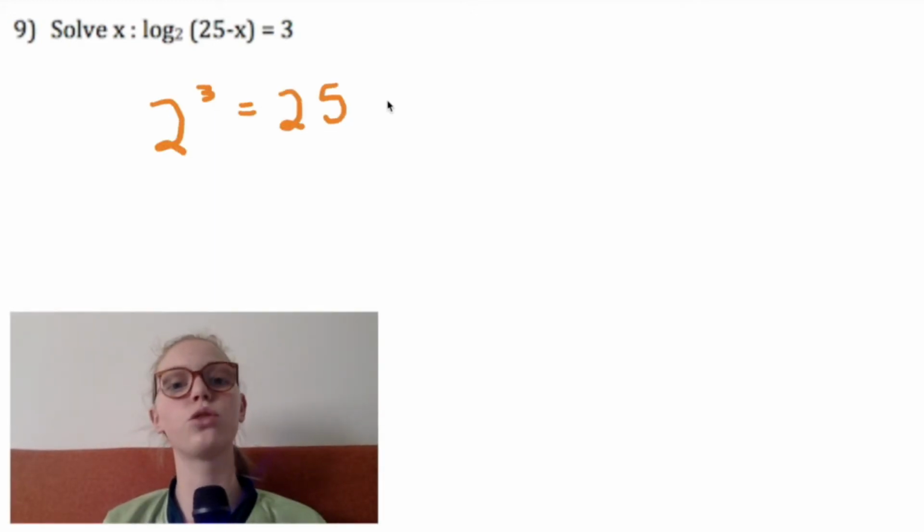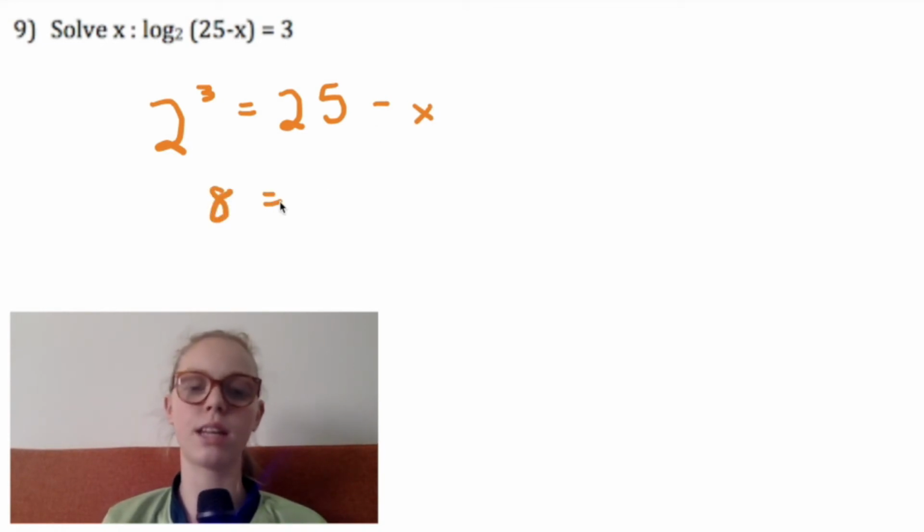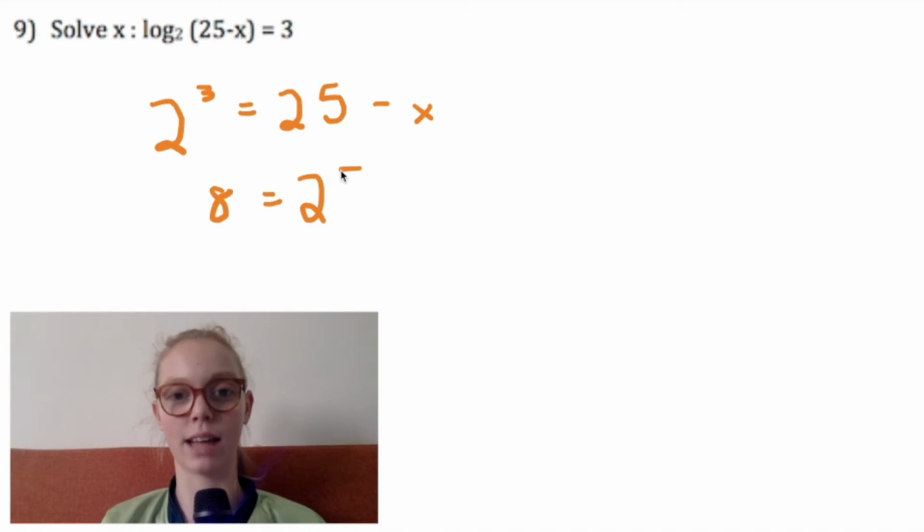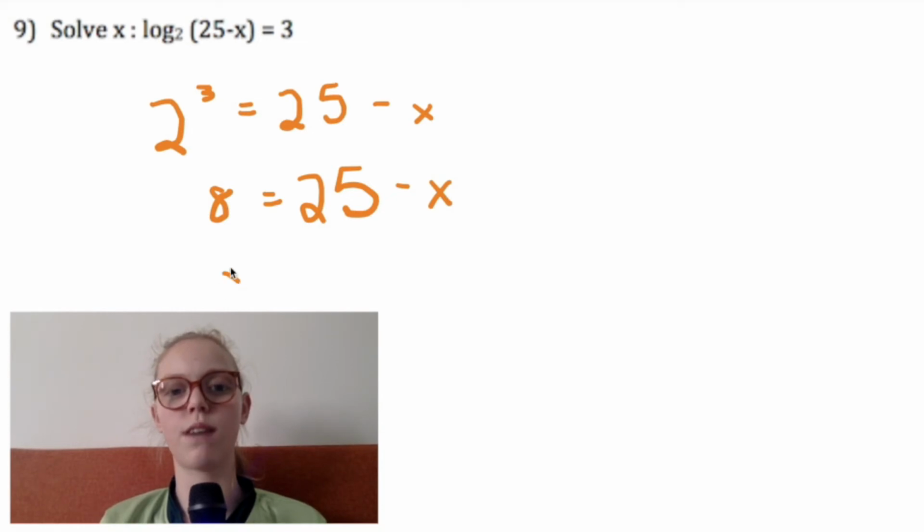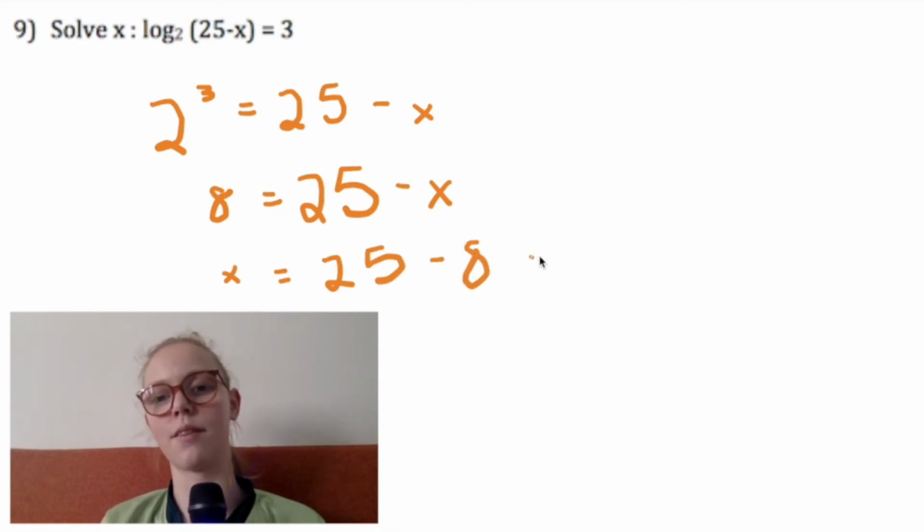So we put 2 to the power of each side, so we get that 2 to the third power is equal to 25 minus x. 2 to the third power is equal to 8, so 8 equals 25 minus x. Now we just have to isolate x, and we get that x is going to equal 25 minus 8, and 25 minus 8 is just equal to 17.